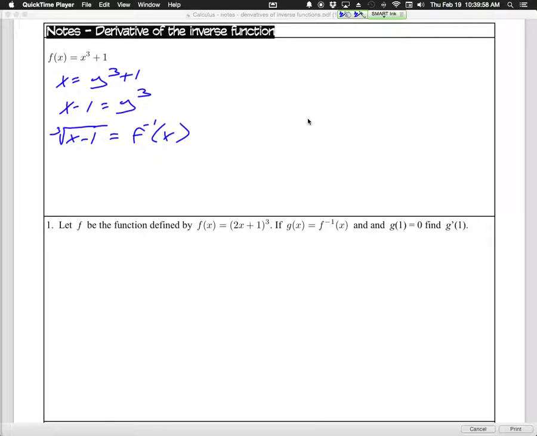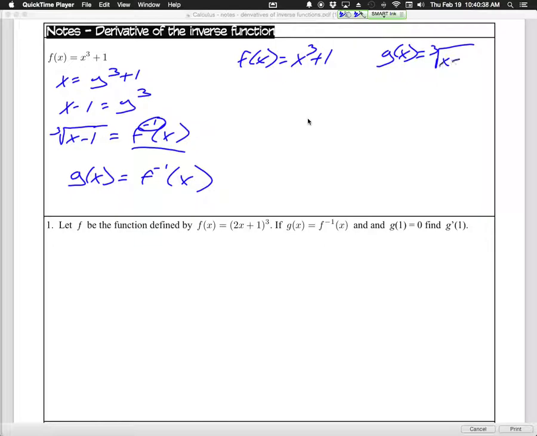Now, in the calculus world, they usually will label this function without using the inverse, and they will say something like g of x equals that. So what are they telling me about g? G is the inverse of f. They'll tell you that; this will be included in the problem. So I have f of x equals x cubed plus 1, and g of x equals the cube root of x minus 1.